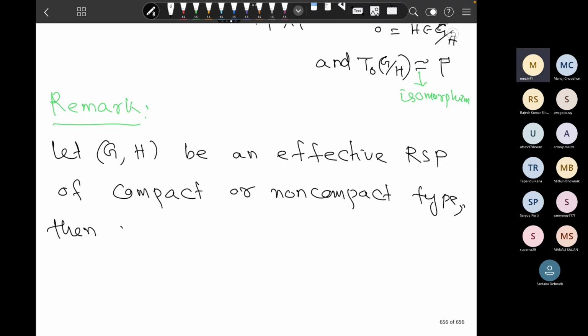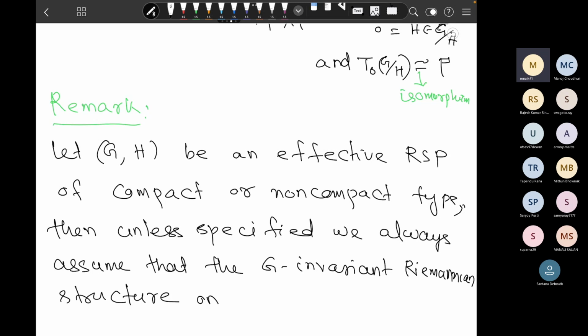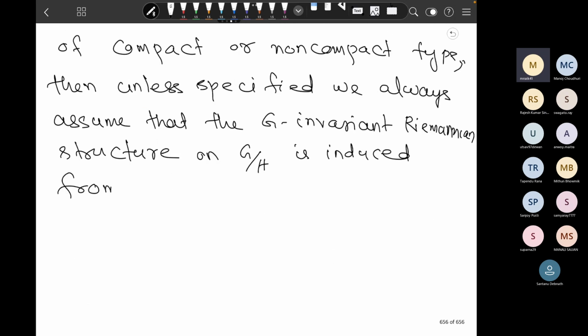So then unless specified, we always assume that the G invariant Riemannian structure on G mod H is induced from the Killing form. So this is the thing.